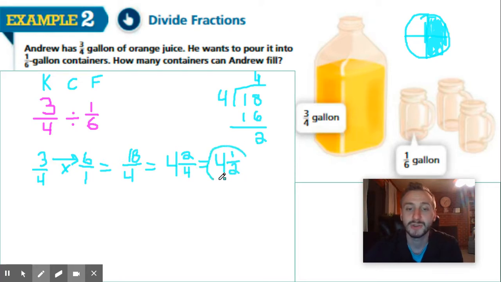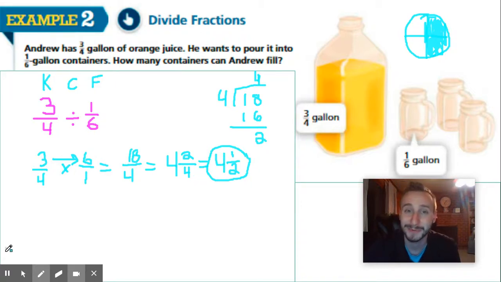So to answer Andrew's question of when he had 3/4 a gallon of orange juice, if he wanted to put them into containers that were 1/6 a gallon, how many can he fill? He can fill 4 containers and half of a container. Now, nobody's going to fill half of a container, but he can.